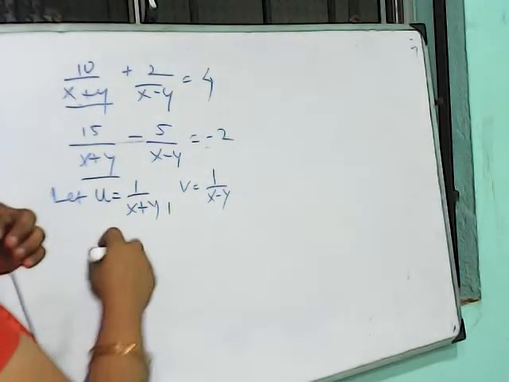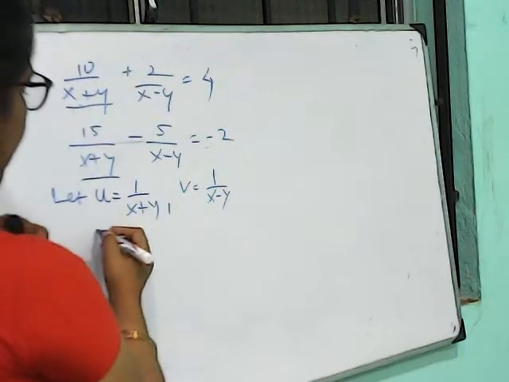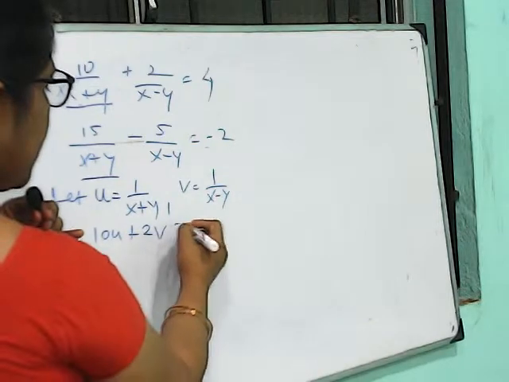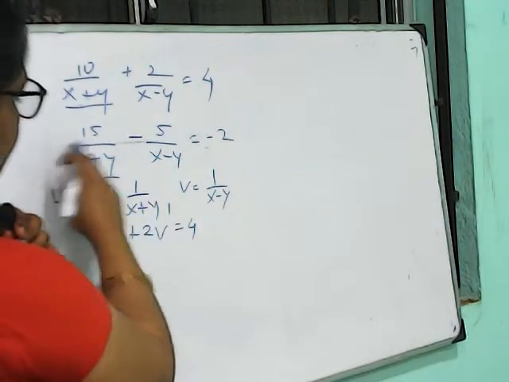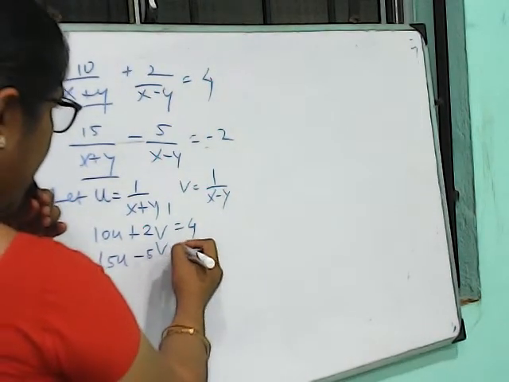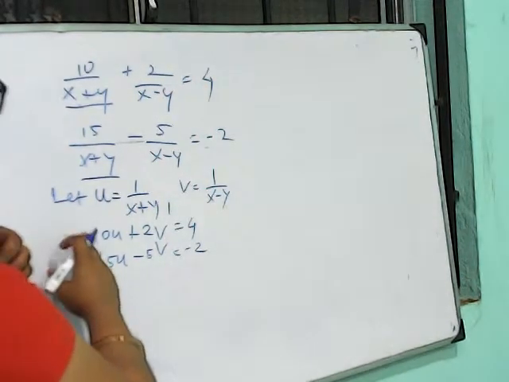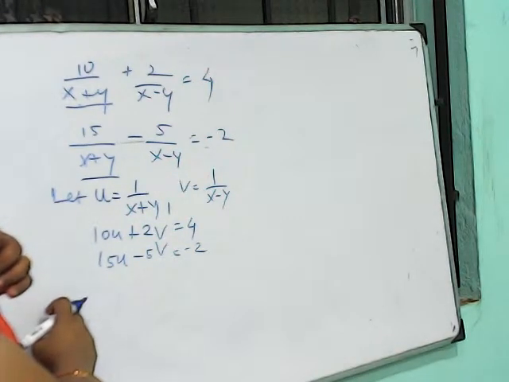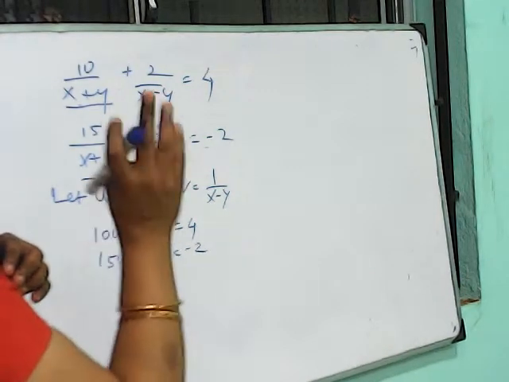Now substitute here. Then you will have 10u plus 2v is equal to 4. Similarly, here we get 15u minus 5v is equal to minus 2. Now we have got two linear equations. Now we are going to solve these two linear equations, first using which method? We will do the elimination method.